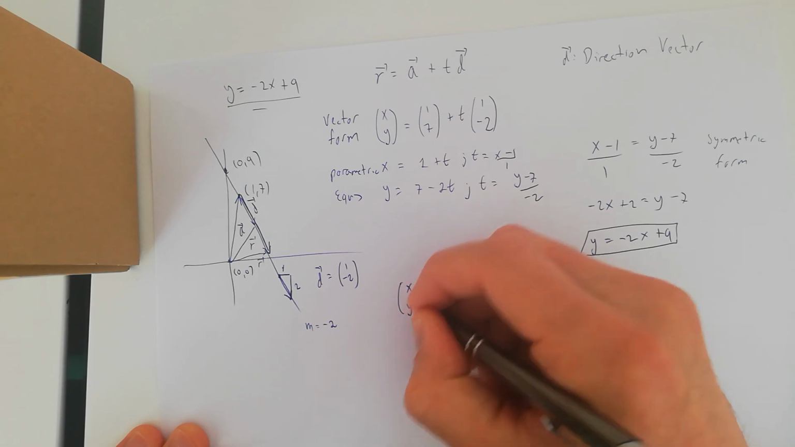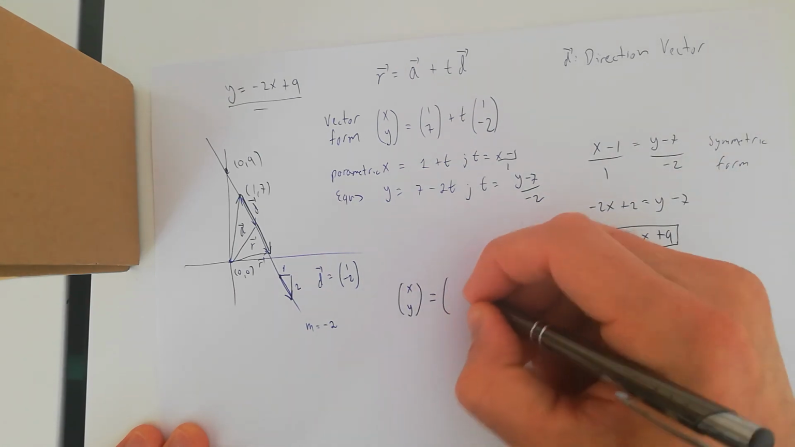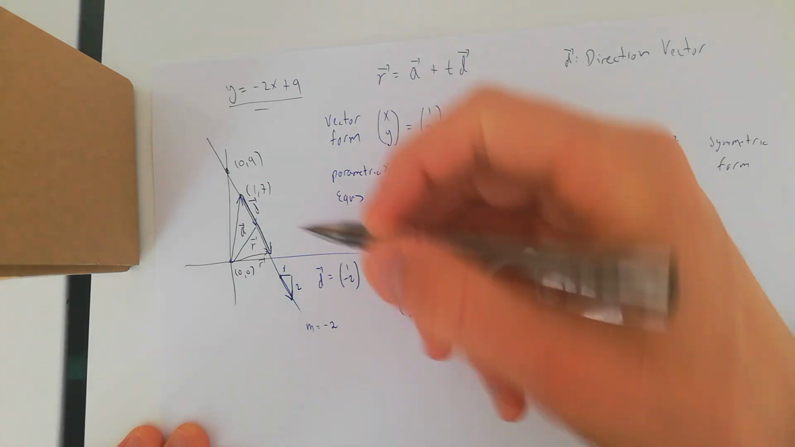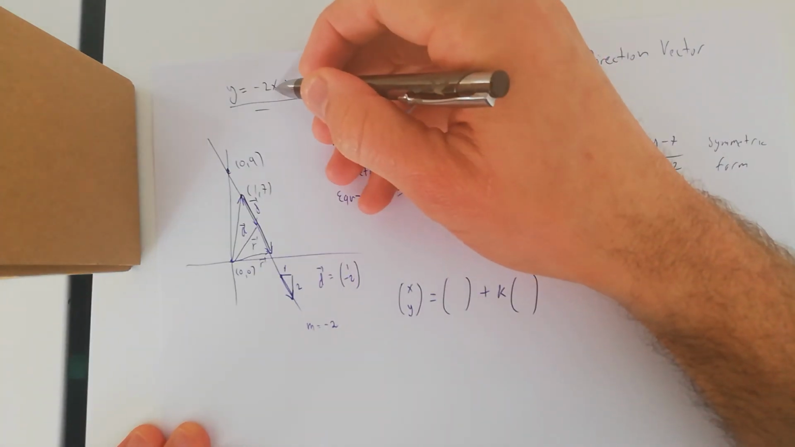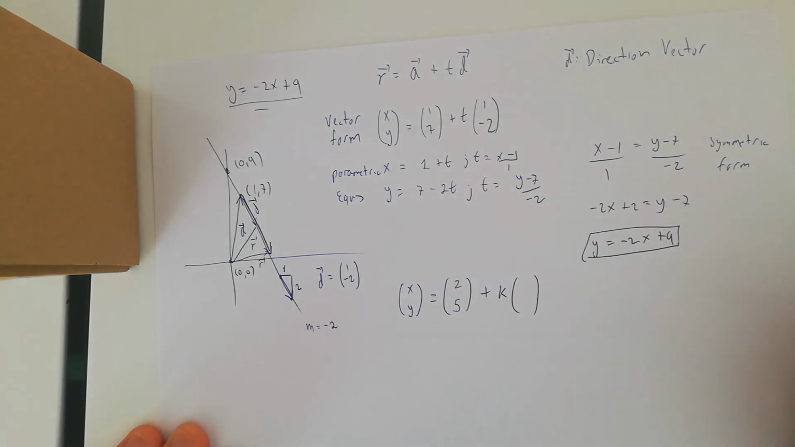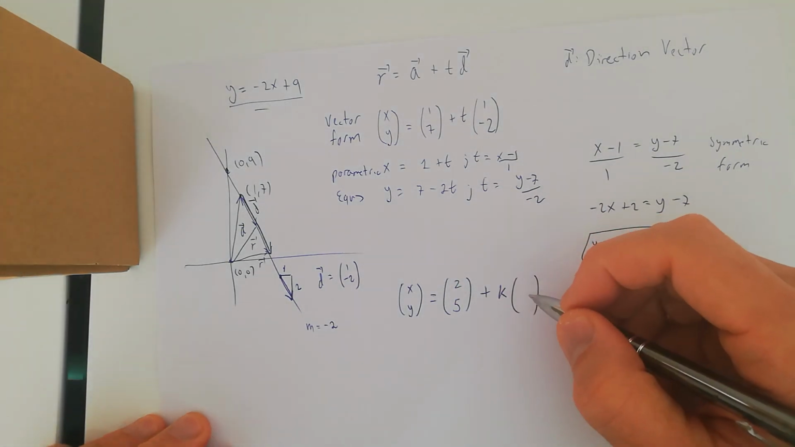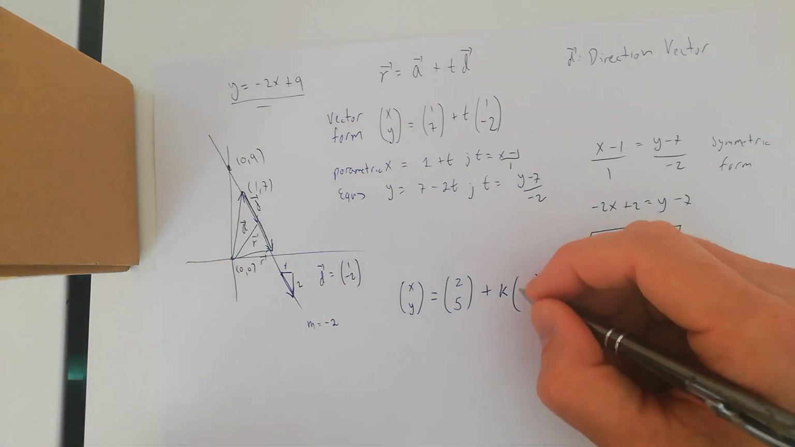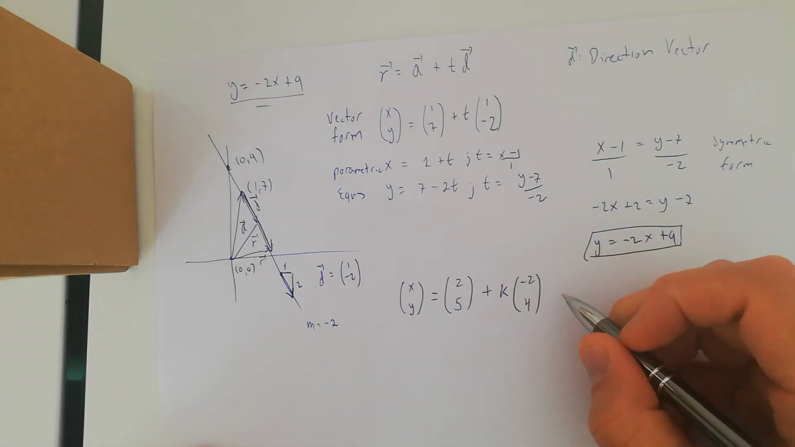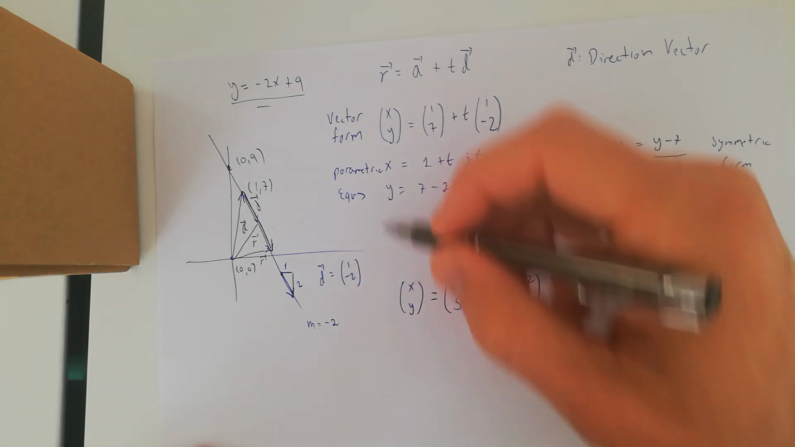For example, the same line could be, here a point on the line. A point on the line could be, for example, the point 2, 5. If I plug 2 here, I get y 5, so 2, 5, that's a point on the line. And here I could write any vector parallel to the vector 1, minus 2. For example, minus 2, 4. This describes the same line as this equation.